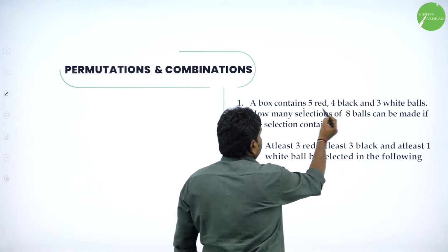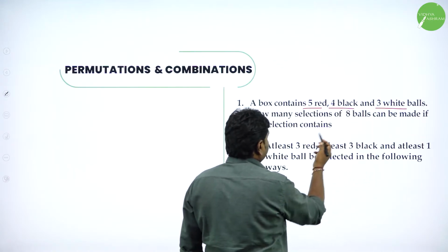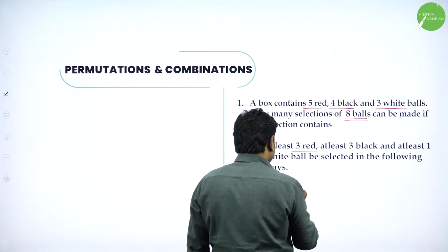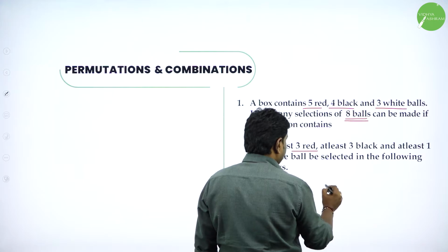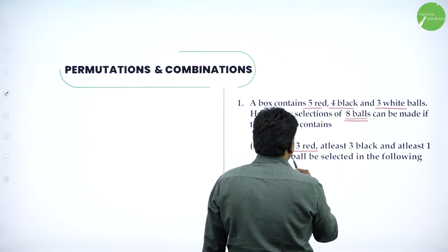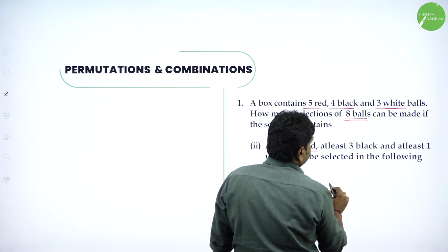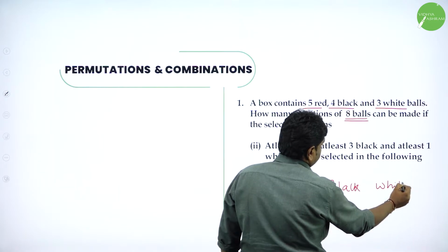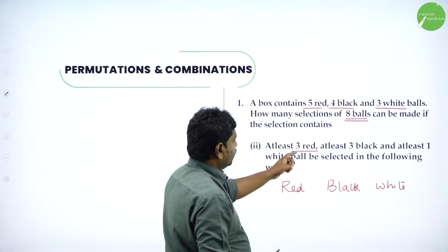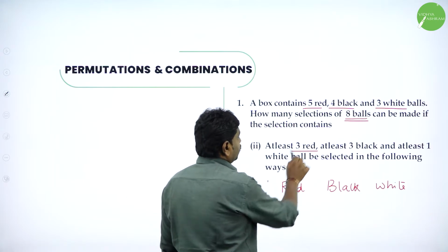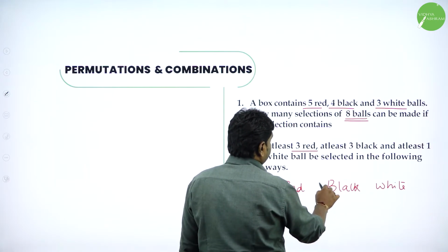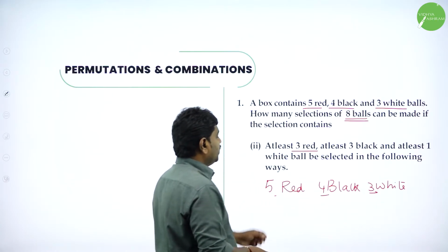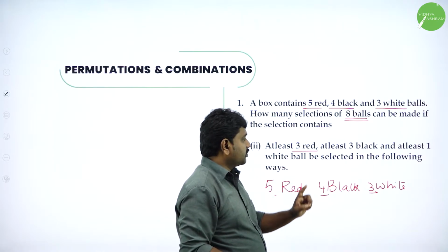Same, 5 red, 4 black, 3 white. How many ways can you select 8 balls? At least 3 red. See, we have red, then we have black, then we have white. So 3 different colored balls we have, and they want at least 3, and they gave 5 red. Total 5 red are there, 4 black are there, and 3 white are there. So now how many ways can you select at least 1 white ball in the following.